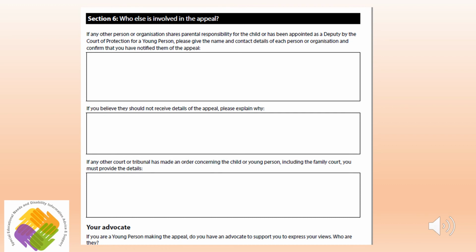The advocate section only applies if a young person is making an appeal and has an appointed advocate, or if a disabled parent has an advocate. An advocate is an individual who will support you in expressing your views. Leave this section blank if you do not have an advocate.